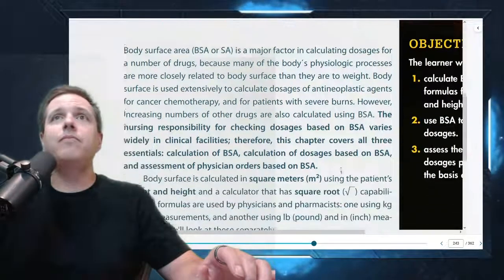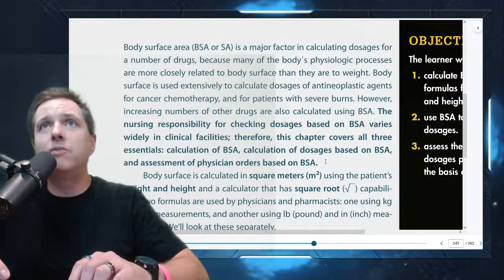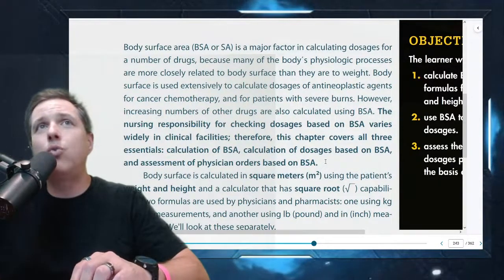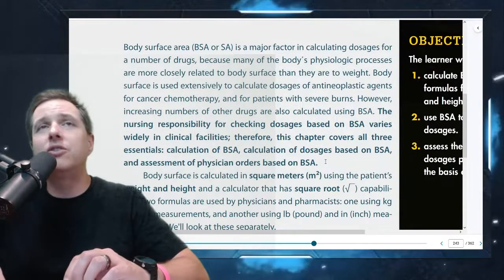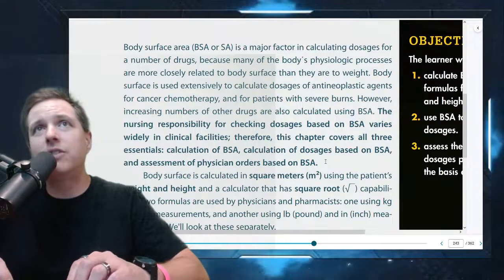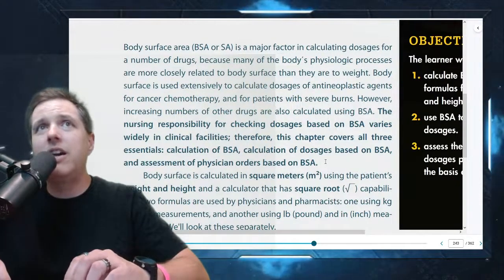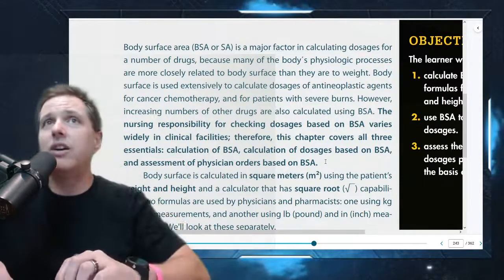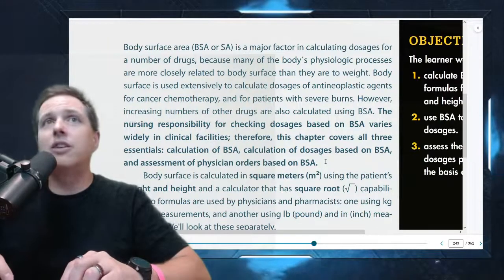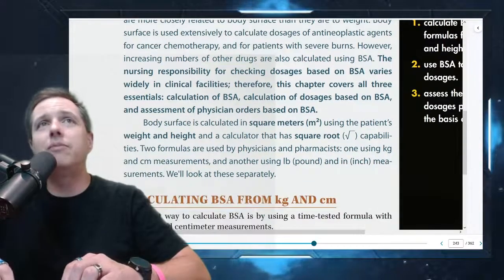So the nursing responsibility for checking dosages based on body surface area varies widely in clinical facilities. Therefore, this chapter covers all three essentials: calculation of body surface area, calculation of dosages based on body surface area, and the assessment of physician orders based on body surface area. So you've got a number of different things that you're keeping track of when you do this, and it can vary from place to place.